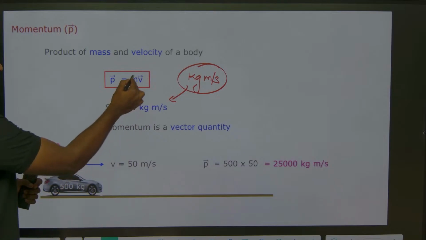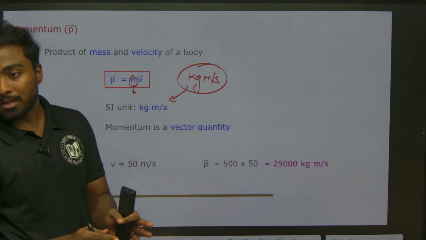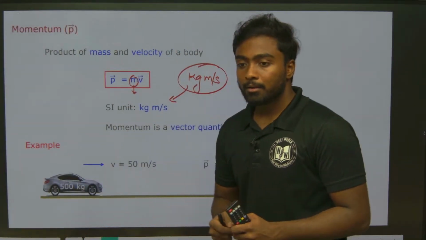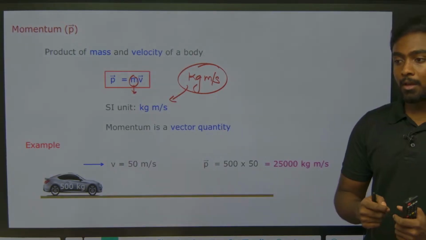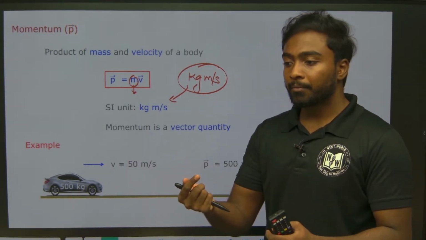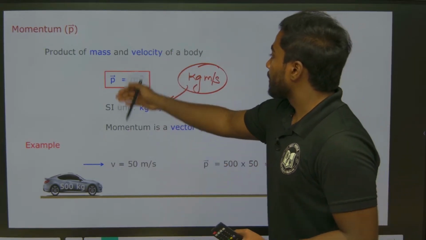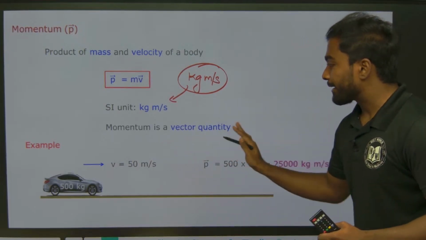Mass will be a scalar, like it's just a number. Weight will be a vector. Mass will be a scalar and weight will be a vector. How will weight be a vector? It acts towards down, I will say, no? Yes or no? So mass and weight. Momentum is a vector quantity.